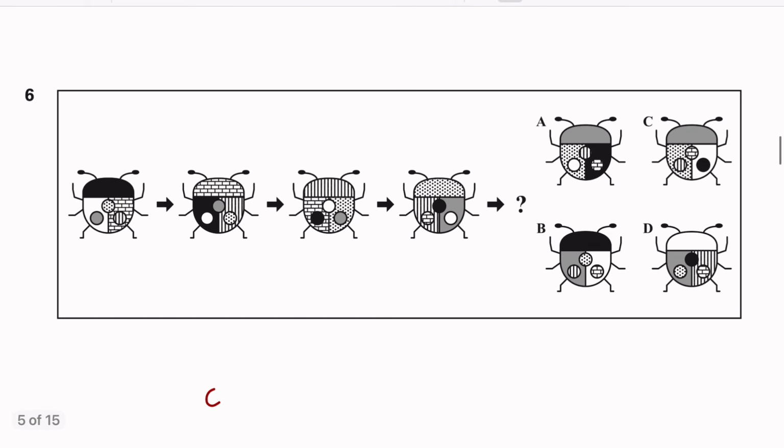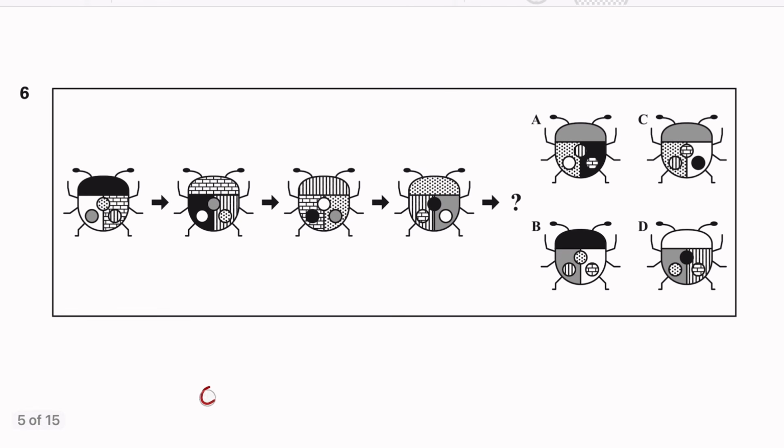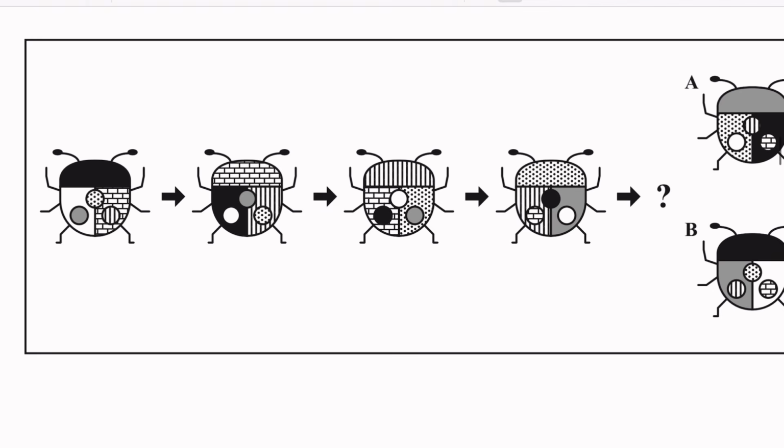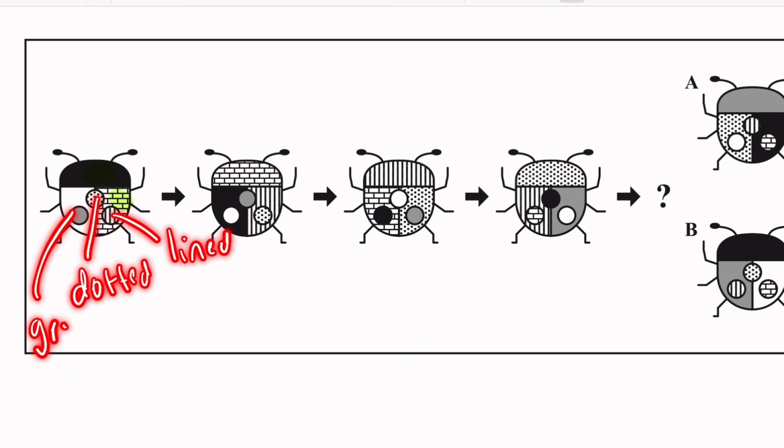Question 6. Question 6 looks kind of confusing in some ways, but what it has mainly is these different colors. We have black, then some brick wall looking pattern, then this dotted pattern, then this line pattern, then this gray pattern, okay?